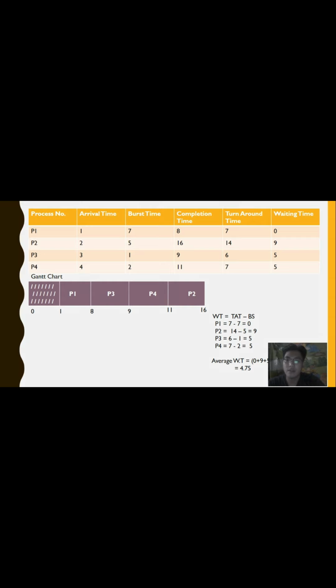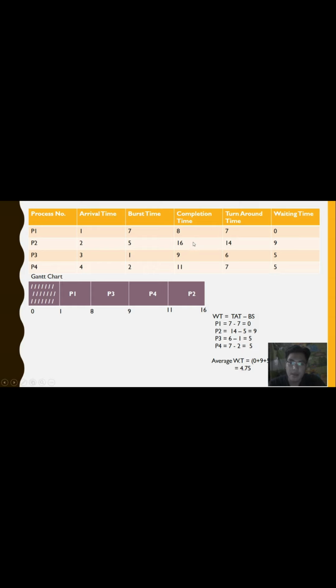It's the same with the first come first serve computation. You have to find the difference between the completion time and the arrival time. It's very easy, guys. The completion time of P1 is 8 minus the arrival time. That's why the turnaround time is equal to 7. Then for P2, the completion time is 16, then the arrival time is 2. That's why it's 14.